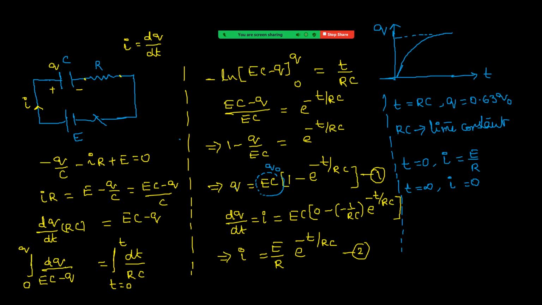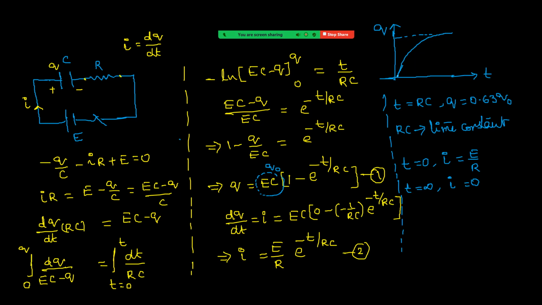How charge is changing: Q equal to Q naught into 1 minus e power minus t by RC. And coming to current, E by R into e power minus t by RC. And the graph will be like this, right? You can see from the graph that the slope of the graph is decreasing. Slope decreasing means the current is decreasing. So current decreasing means the rate at which the capacitor charges is decreasing.